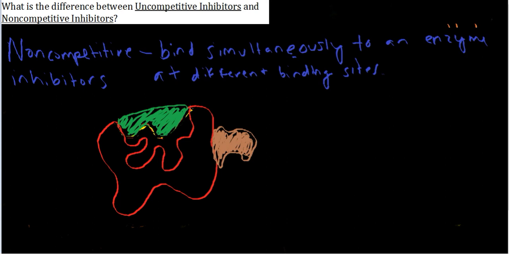Okay, so that's just a quick and basic overview of uncompetitive inhibitor and non-competitive inhibitor, also the differences between the two. Hopefully you enjoyed the video, learned a little bit. Always looking forward to feedback on how we did with making the video, but hopefully you got a better understanding of the differences between the two.